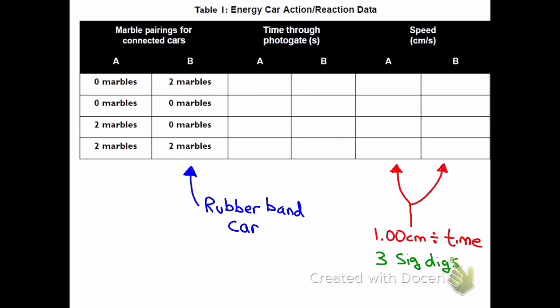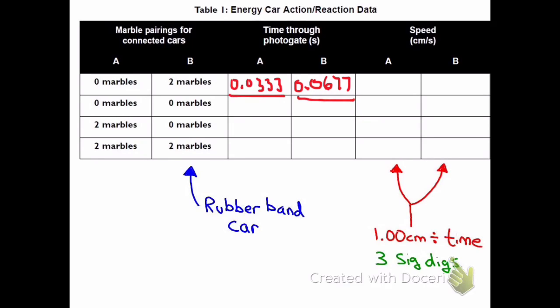On your data table, you recorded the time through the photo gate for each combination. And real quick, I'm going to show you how to do those calculations. So this is the data from the trials that we did in part 2 of this video series. We found that it was 0.0333 seconds through photo gate A, and 0.0677 through photo gate B.